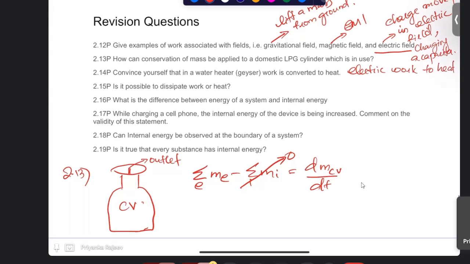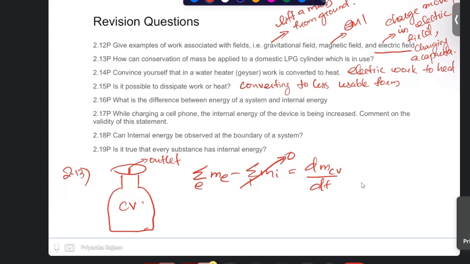Now, is it possible to dissipate work or heat? Work dissipate means you are converting it to a less usable form. Like if you're moving something on a frictional plane, then some of our work, that effort that we are using to push that object, is being dissipated into the atmosphere as frictional heat. Okay, so that is what we are saying about dissipation.